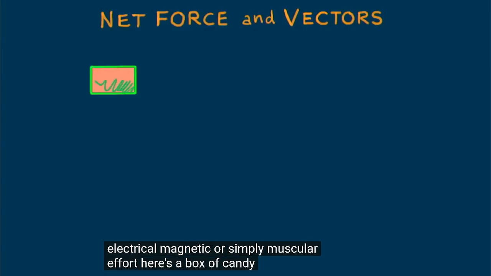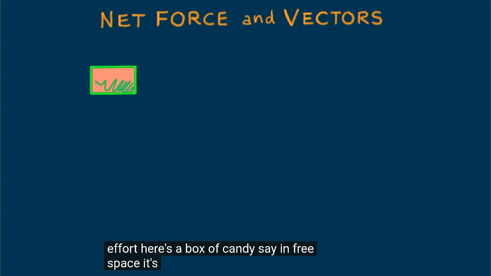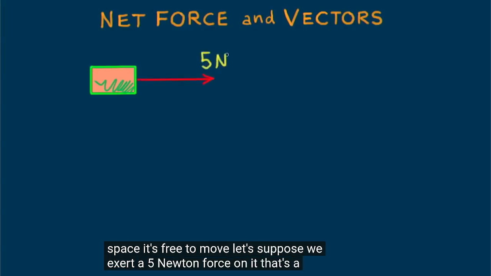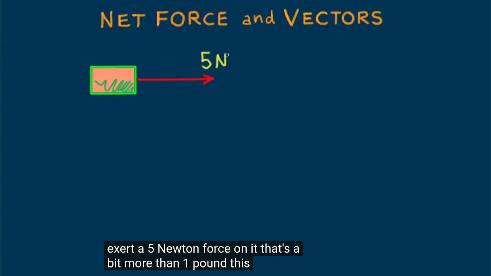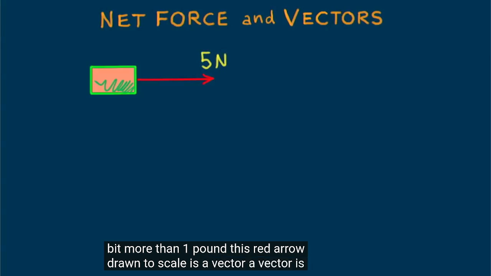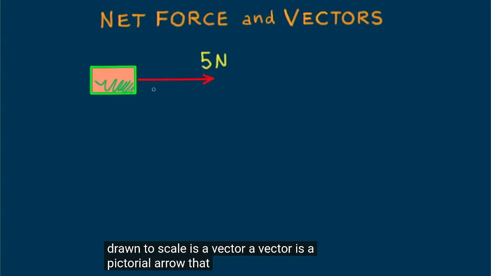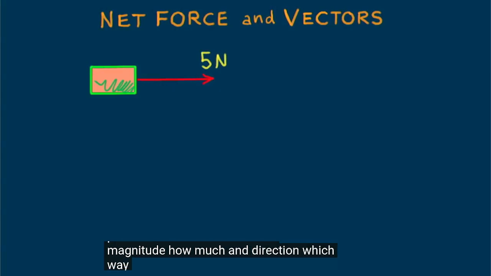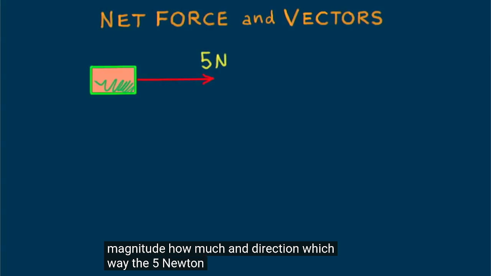Here's a box of candy, say in free space. It's free to move. Let's suppose we exert a 5-Newton force on it. That's a bit more than 1 pound. This red arrow drawn to scale is a vector. A vector is a pictorial arrow that shows both magnitude, how much, and direction, which way. The 5-Newton force can produce a pickup in speed of the box.